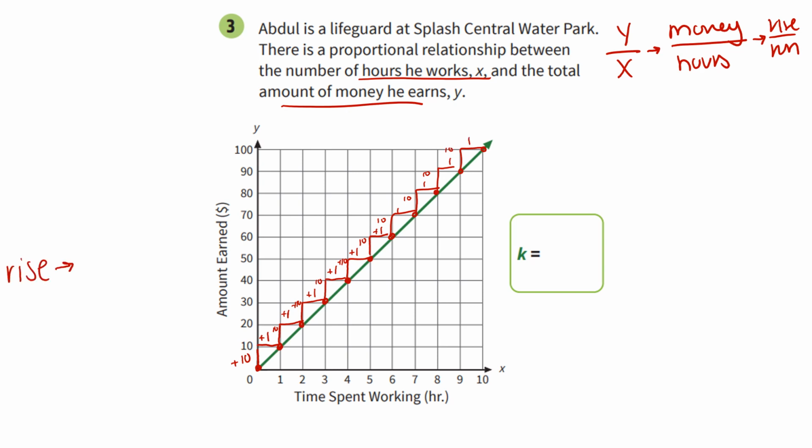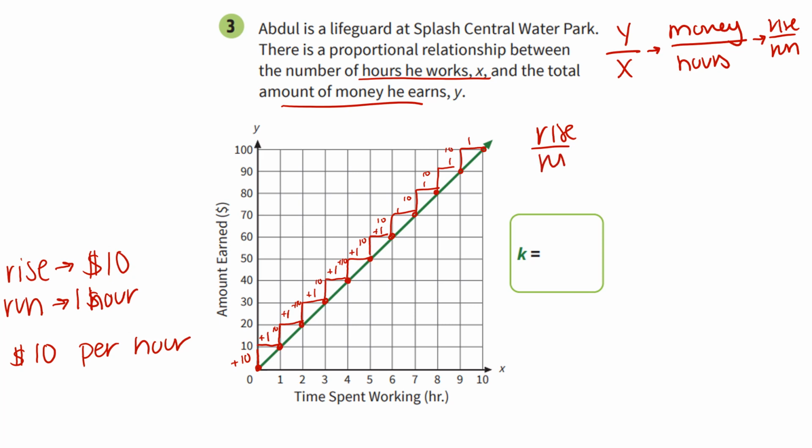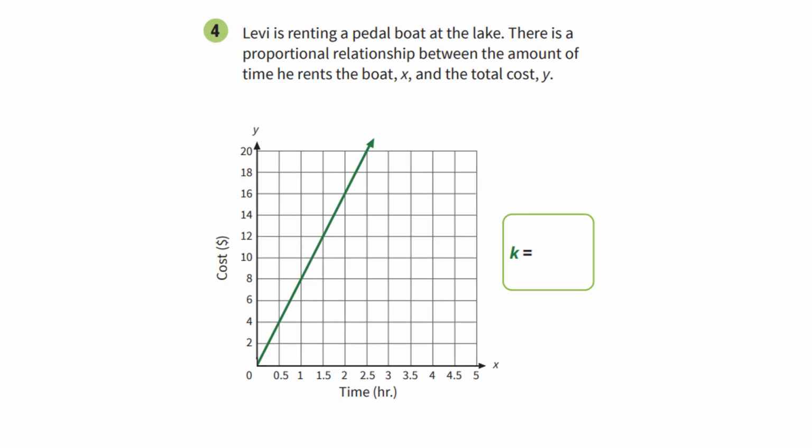Our rise number is the $10. Our run number is the 1 hour, meaning we work $10 per hour. Setting up the fraction, the rise number 10 divided by the run number 1 gives us a value of 10, which is our slope. And we use that number to plug it into our equation, y equals kx, making it y equals 10x.